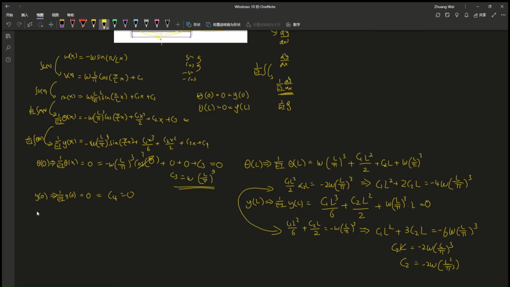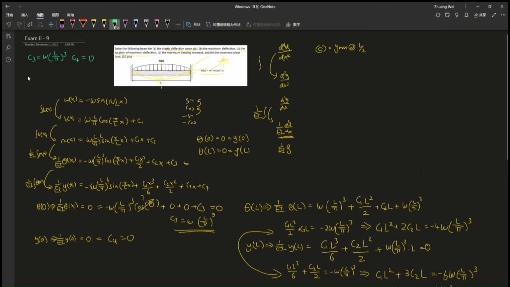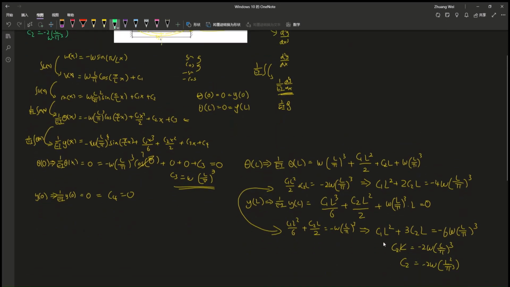Voila. Right, now we have figured it out. No, not yet. C2 is going to be negative W L to the power of 2 over pi to the power of 3. Perfect. Okay, so now we have C2.